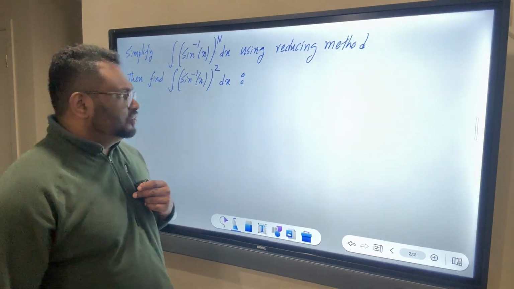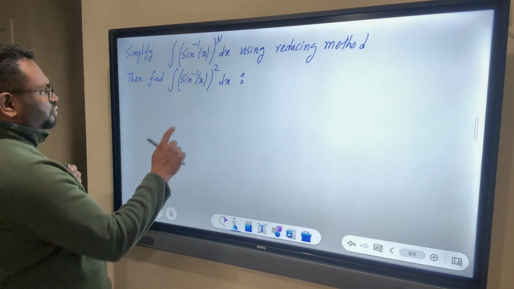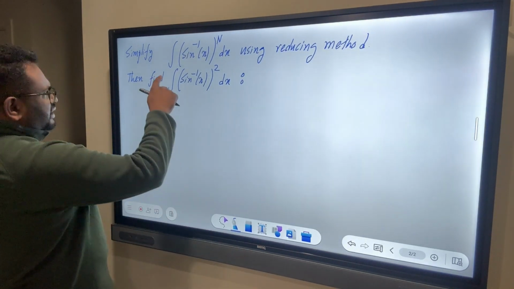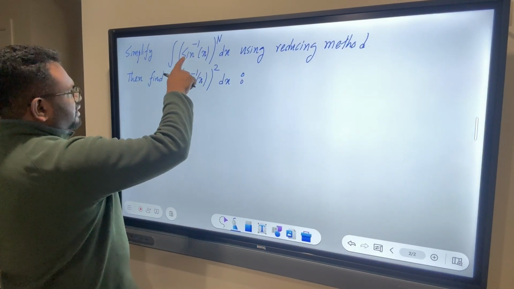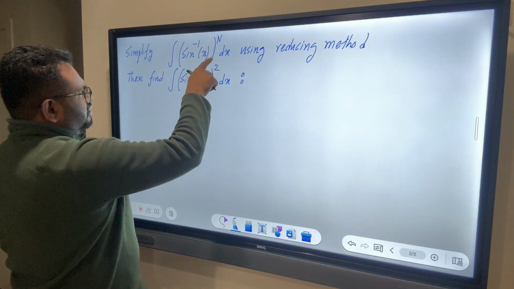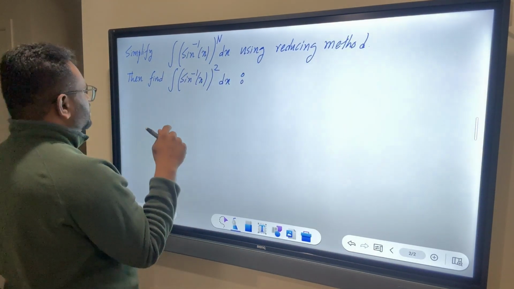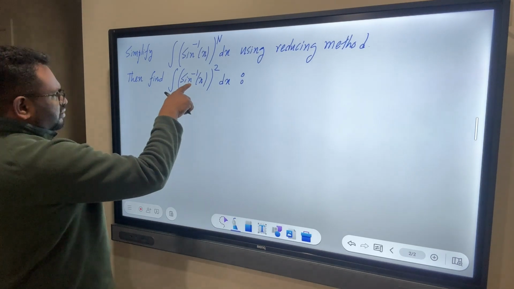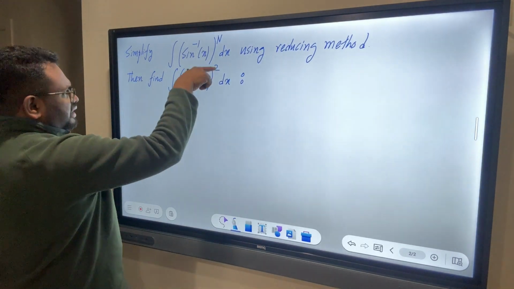Hello guys. So today we are going to discuss this question. We are going to firstly simplify this integral, sine inverse x to the power n dx, using the reduction method, and then we'll try to find the same integral with n equal to 2.